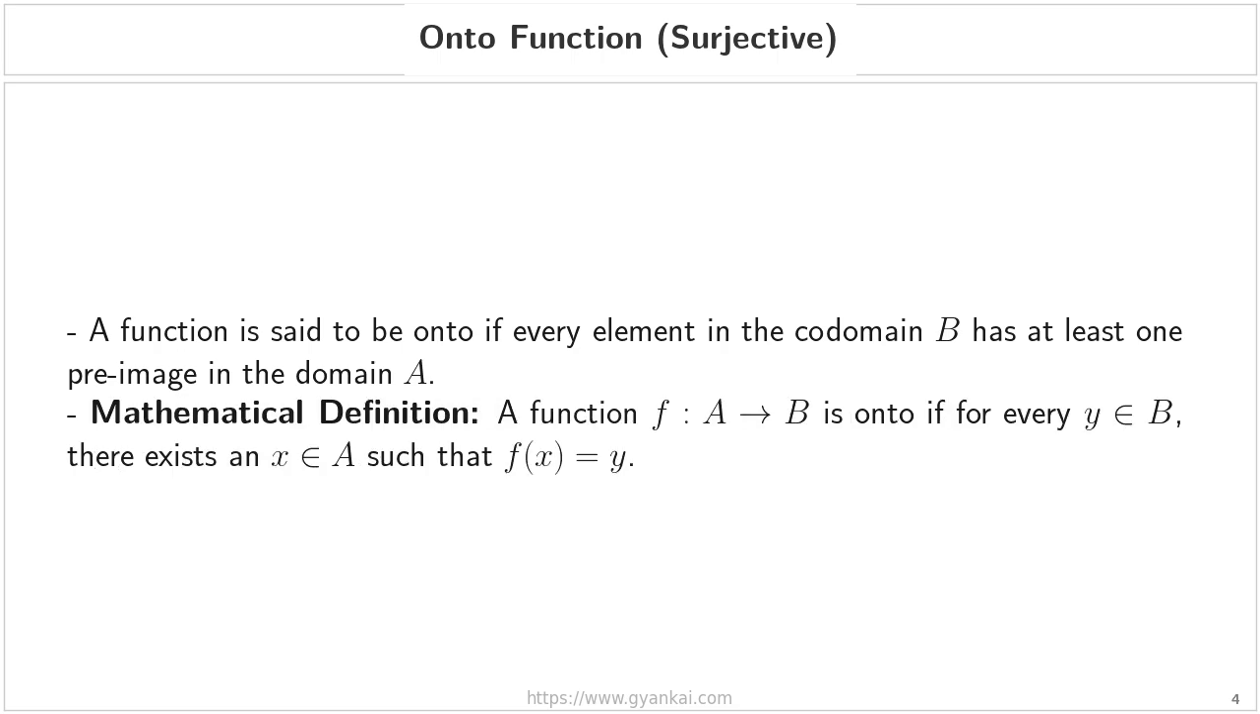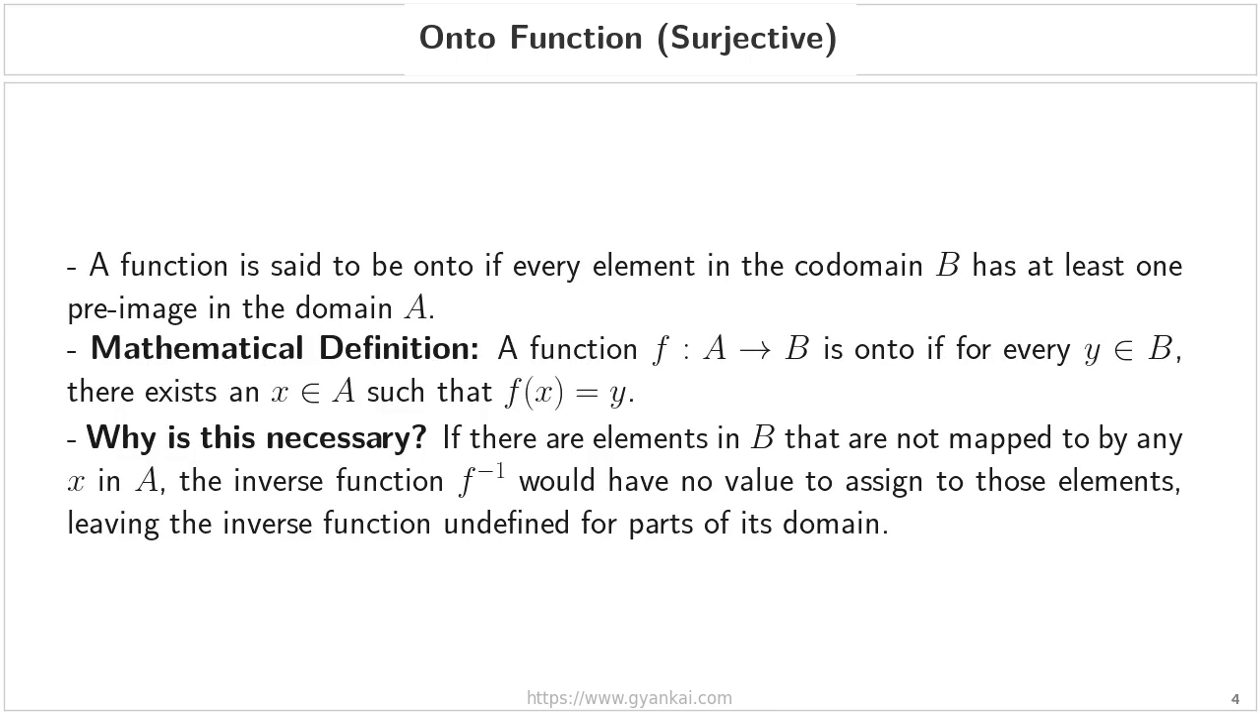To express this using a formal mathematical definition, a function f, mapping from set A to set B, is onto if for every element y in set B, there exists an element x in set A such that f of x equals y. This ensures that the range of the function is exactly equal to its codomain.